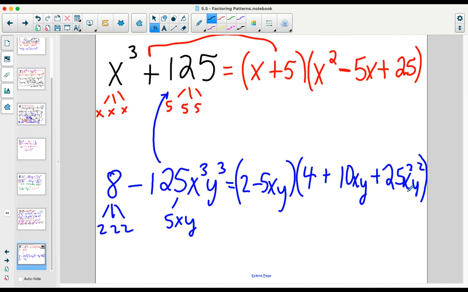But the difference of cubes is usually one of the easier ones to spot. It's very much like the difference of squares. It's two terms being added or subtracted, and then you identify those cubes.